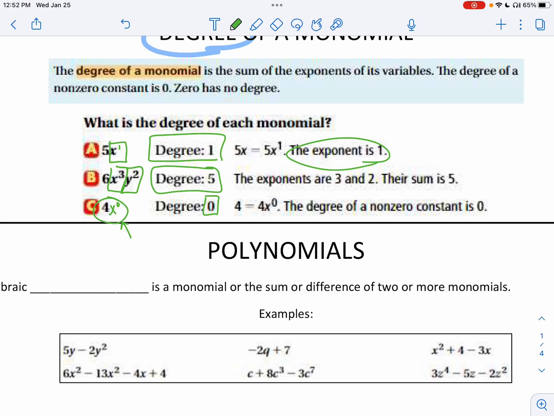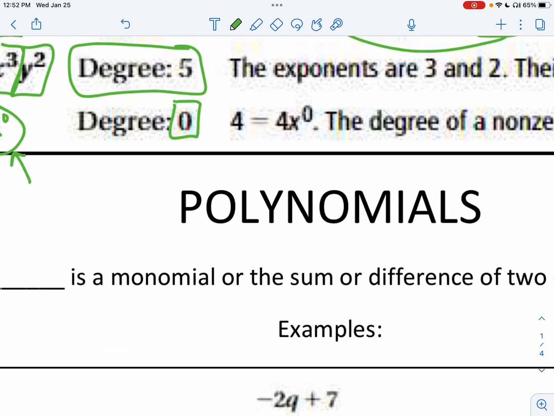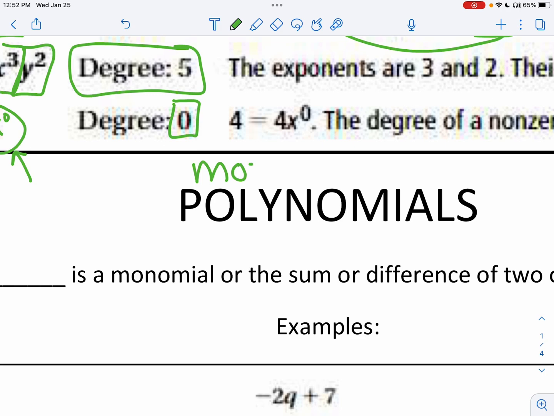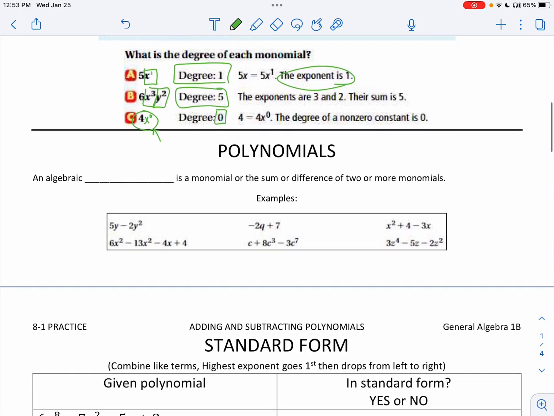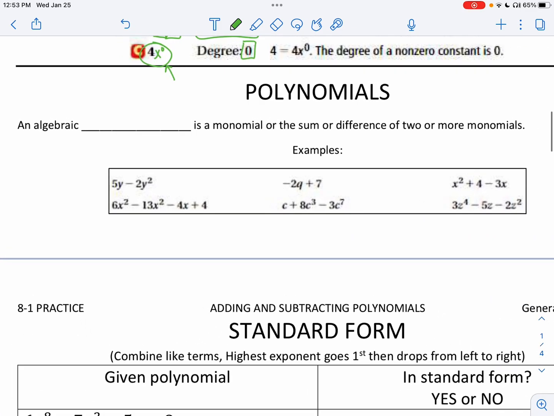Now it's time to talk about what is a polynomial. Well, you should notice that instead of being a monomial, we're going to have a polynomial. Well, poly means usually more than one or multiple, like a polygon has more than one side. So what is the definition? What I did is I went to the Keystone vocabulary, and here is what the Keystone vocabulary gives you.